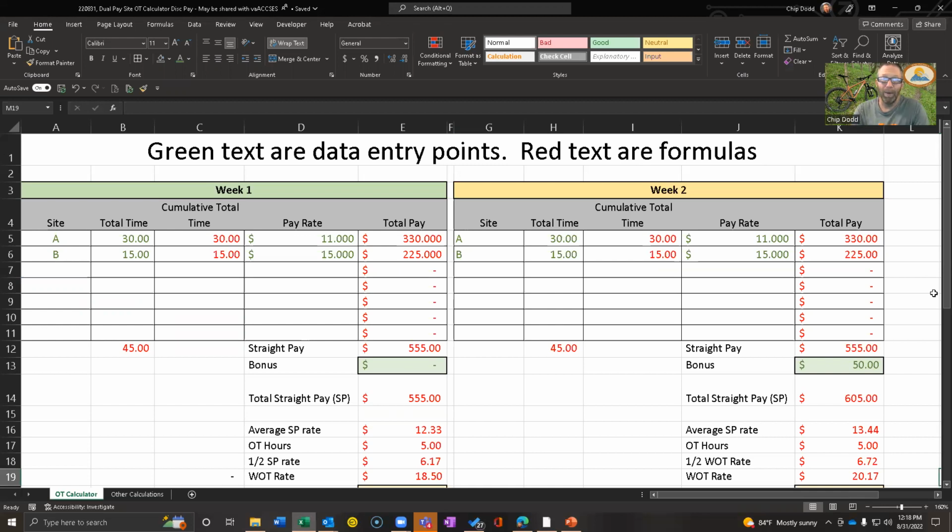So either way, what I do is I use this spreadsheet to make sure that we are properly paying my employees. The way I build all my spreadsheets, anything green is a data entry point, anything red is a formula. So it's basically don't mess with anything unless it's green. Of course, if you're an Excel guru, back math it, play with it, whatever, nothing's locked or hidden. Have fun with it. So let's start off.